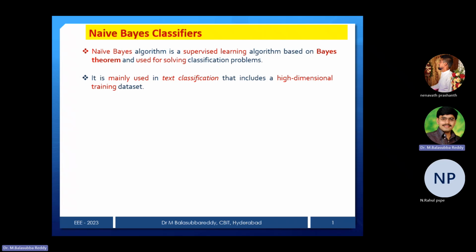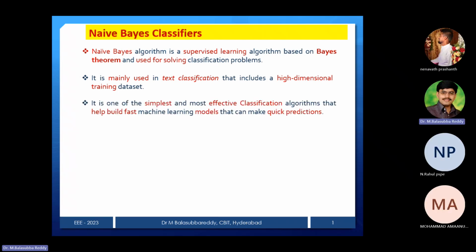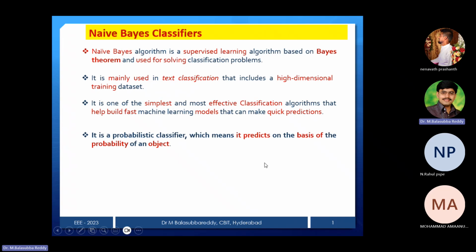It is mainly used in text classification that includes high dimensional training data sets. It is one of the simplest and most efficient classification algorithms. The Naive Bayes algorithm helps to build fast machine learning models that can make quick predictions. So using this, we can predict when new data comes and assign which classification it will be. It is a probabilistic classifier, which means that it predicts on the basis of the probability of an object.